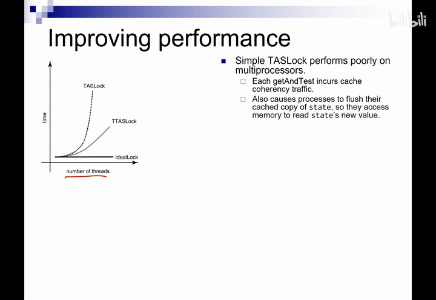Now, the ideal lock would be that regardless of how many threads there are, getting into the critical section takes the same amount of time. So maybe 1 microsecond. It doesn't matter if there's 1 thread or 100 threads, it's always going to take me 1 microsecond. For the TAS lock, the more threads there are, it's eventually going to take a huge amount of time, and this really performs poorly.